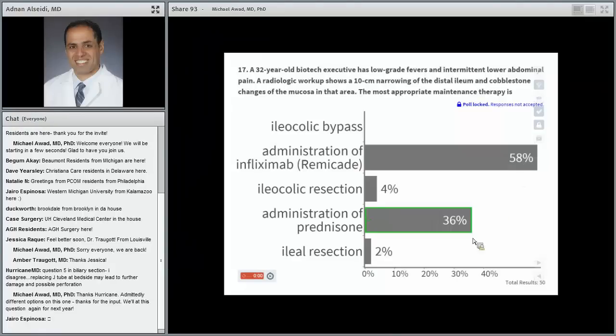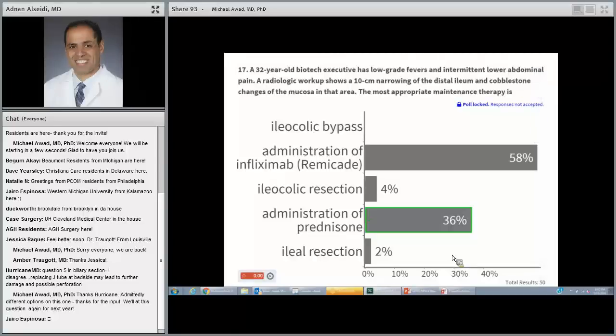So the answer is actually administration of prednisone. This is basically a picture of a patient presenting with Crohn's disease, and obviously, save for patients that present with either cancer or free perforation, medical management precedes surgical management. And in general, TNF inhibitors like Remicade are reserved for patients who failed steroids. So in general, prednisone will be the first line.